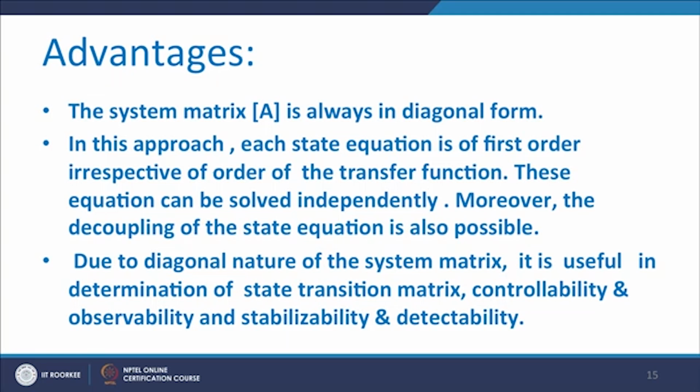Now third, due to the diagonal nature of the system matrix, it is useful in determination of state transition matrix, controllability, observability, stabilizability and detectability. So along with controllability and observability, there are other methodologies for control design, that is stabilizability and detectability. So that can also be done using this type of modeling. Now there are some disadvantages.